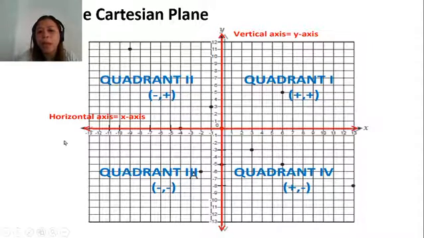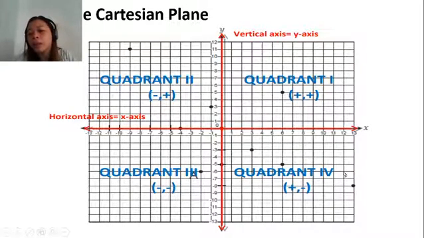Quadrant number 2, the x-coordinate is negative, and then positive for the y-axis. Next is quadrant number 3, negative and negative. All the coordinates plotted in quadrant 3 are negative. So, you cannot find negative and positive or positive and positive in this quadrant, because everything plotted in this area is negative and negative coordinates.